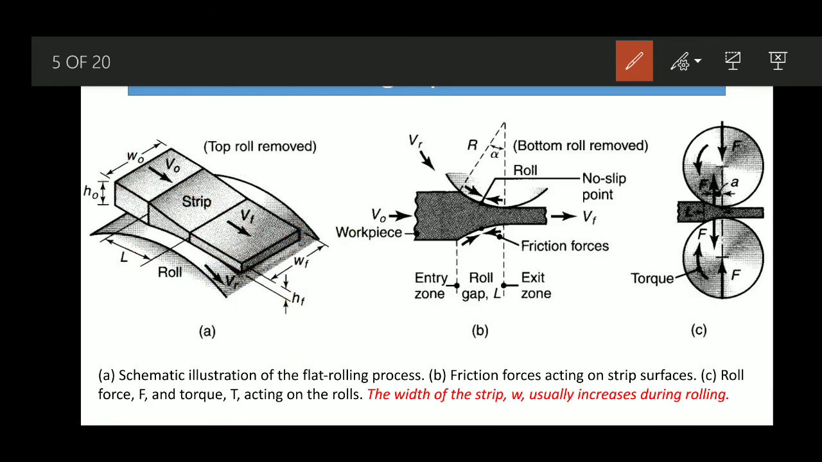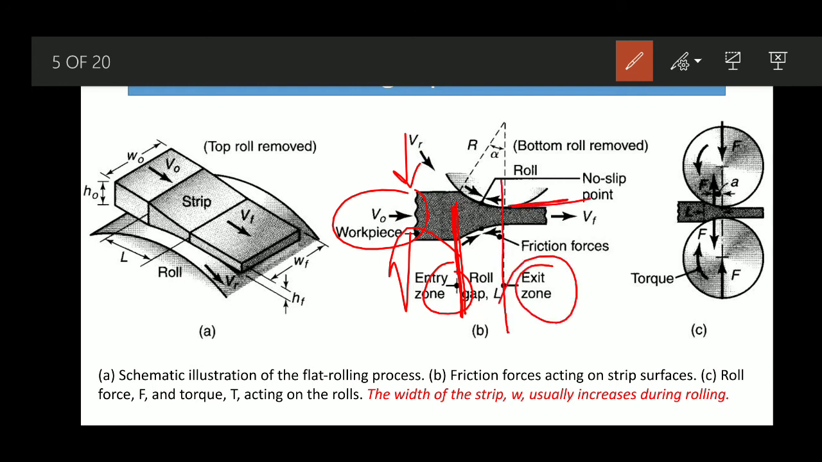Similarly, the second figure shows the friction forces acting on the strip surface. Once again this is the velocity that we are showing. Here the bottom roll is removed, and only the top roll is shown. This is where the roll makes the initial contact with the work strip, the start of the entry zone, and where the contact is broken is the exit zone. In between this is the roll gap.